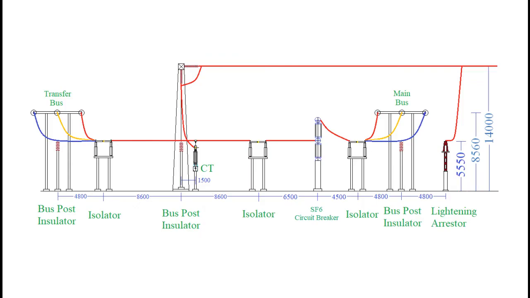Current transformers are the next component that we will consider. Current transformers are required to reduce the level of current. This reduction is generally up to 5 amperes. So the current ratio is 87.48 by 5 amperes.